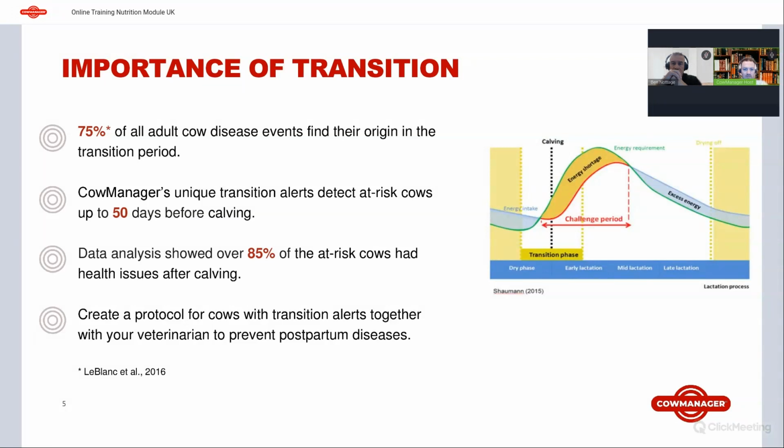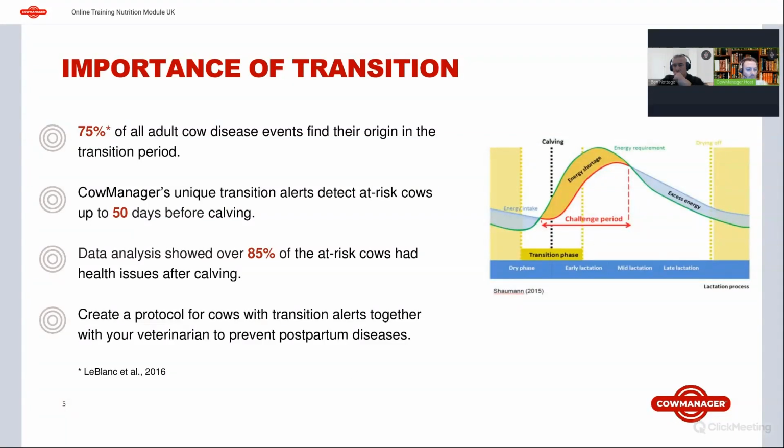Also look at those behavior around event graphs together with your veterinarian, but also with your feed advisor, to see what's going on and what you can do to improve your transition period and decrease the number of transition disease cows. It is really possible.